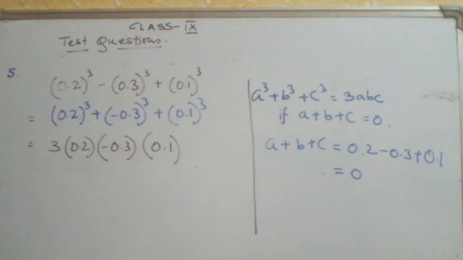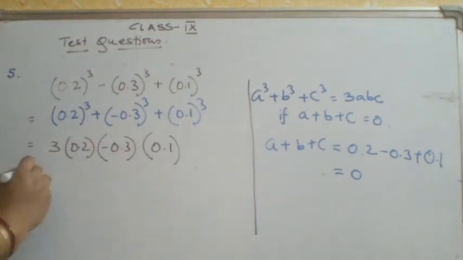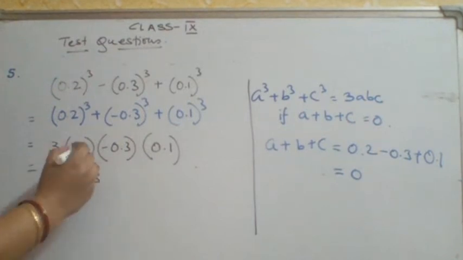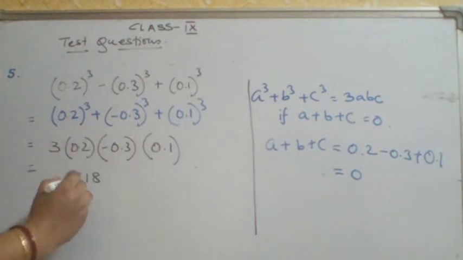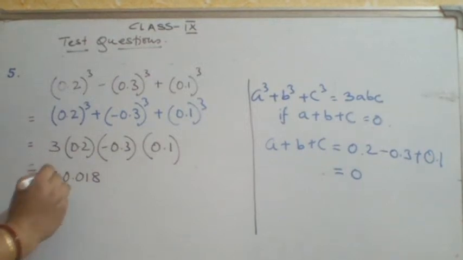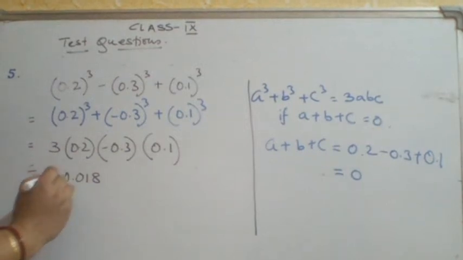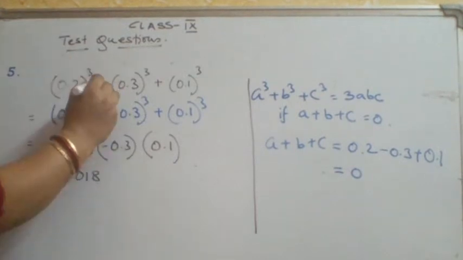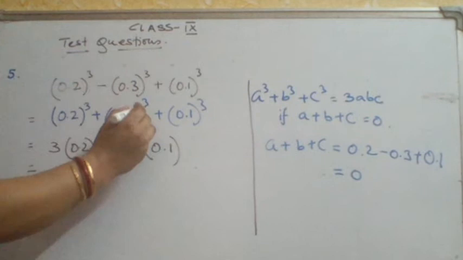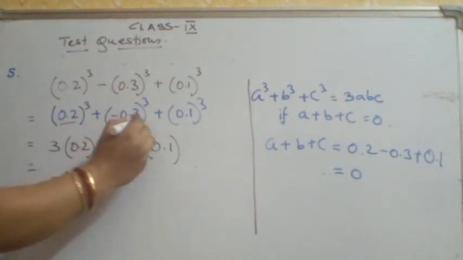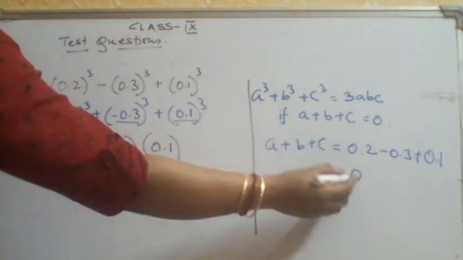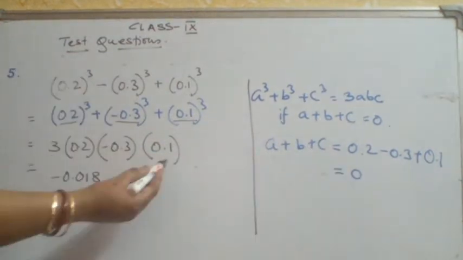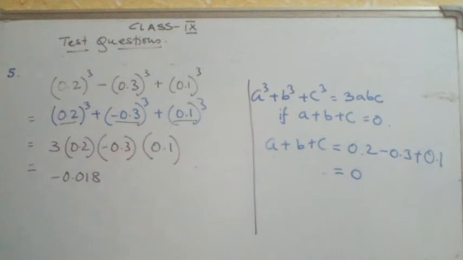Now you multiply it. 3 into 2 is 6, 6 into 3 is 18. Because there are 3 decimal places, your answer will be 0.018 with a minus sign. This is your b, minus of 0.3 whole cube. So this one is a, this is b and this is c, and a plus b plus c equal to 0. So this is your thrice a into b, that is minus of 0.018. This is the fifth question.